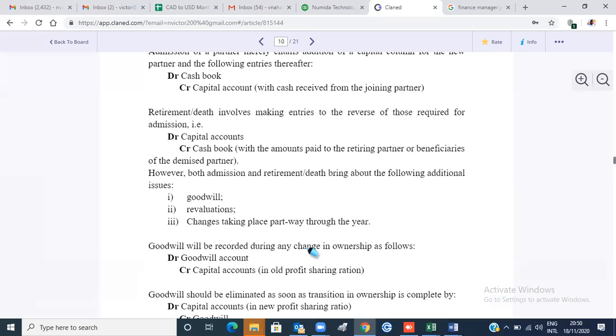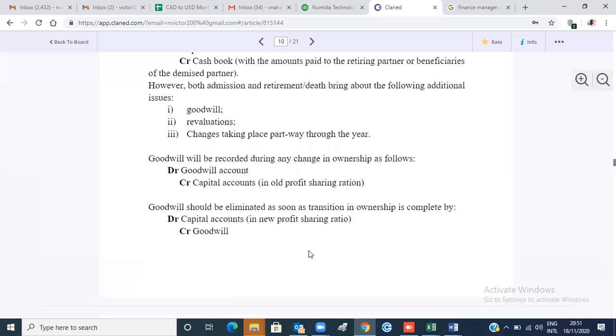So if somebody is going to charge you goodwill, then you're going to have to create a goodwill account, and of course you're going to have to credit capital for the remaining partners. So you debit the goodwill account, because goodwill is like an asset sort of, but we call it an intangible asset. And then you credit the capital accounts for the partners before the one who is leaving. And once the transition happens, we have brought goodwill into play when Victor is leaving the partnership.